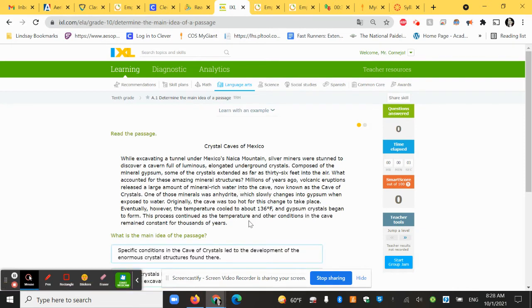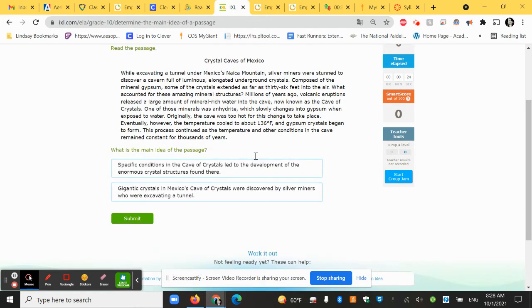Okay, one important tip that I'm always giving with these types of IXLs is make sure you're reading everything on the page, because everything on the page can help you in choosing the correct answer. For example, the title here, Crystal Caves of Mexico, is actually pretty important to figuring out which is the correct answer about the main idea of this passage.